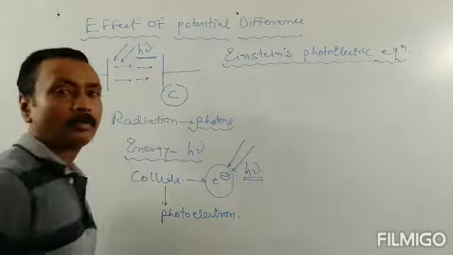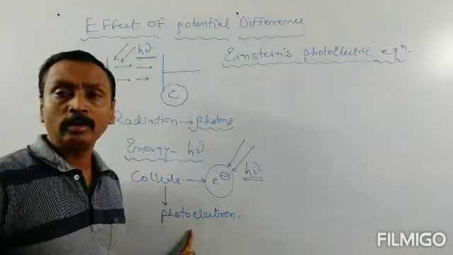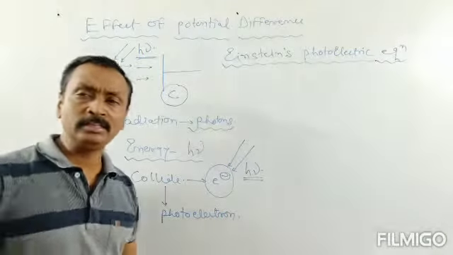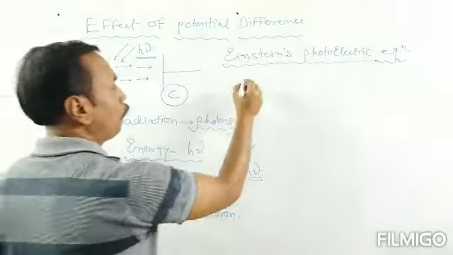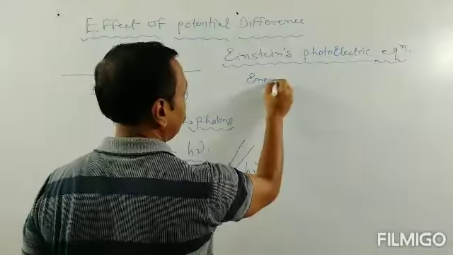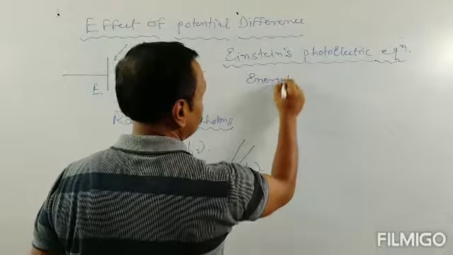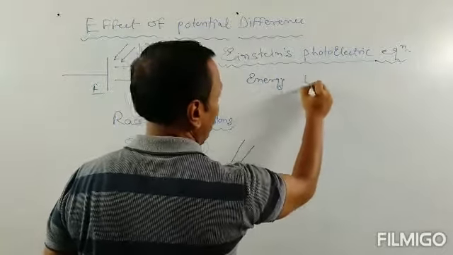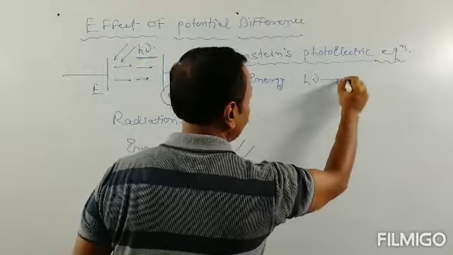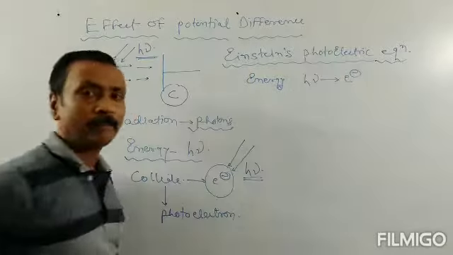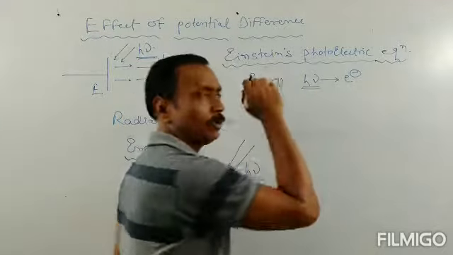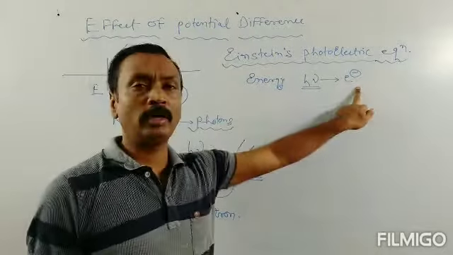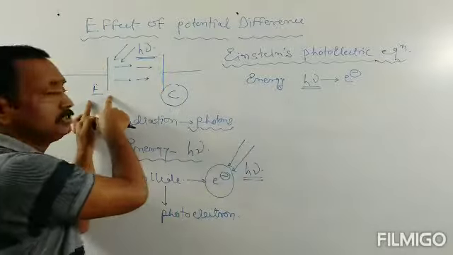As soon as they collide with the electron, we get the photoelectron over here. So this is an instantaneous process. In this procedure, the energy of the photon, h nu, is transferred to the electron.